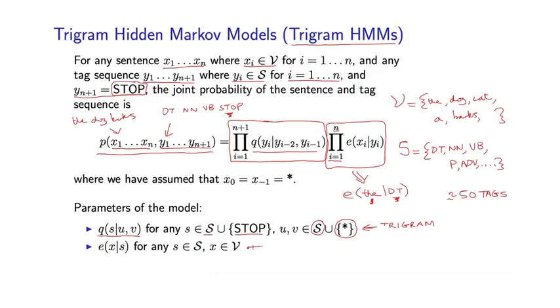And secondly, for any word x in the vocabulary and for any tag s, I have a parameter corresponding to the conditional probability e(x | s). These are often referred to as emission parameters. So two parameter types in the model. Given these parameters, I can then calculate the joint probability of a word sequence x1 through xn and a tag sequence y1 through yn+1 as this product of two terms.